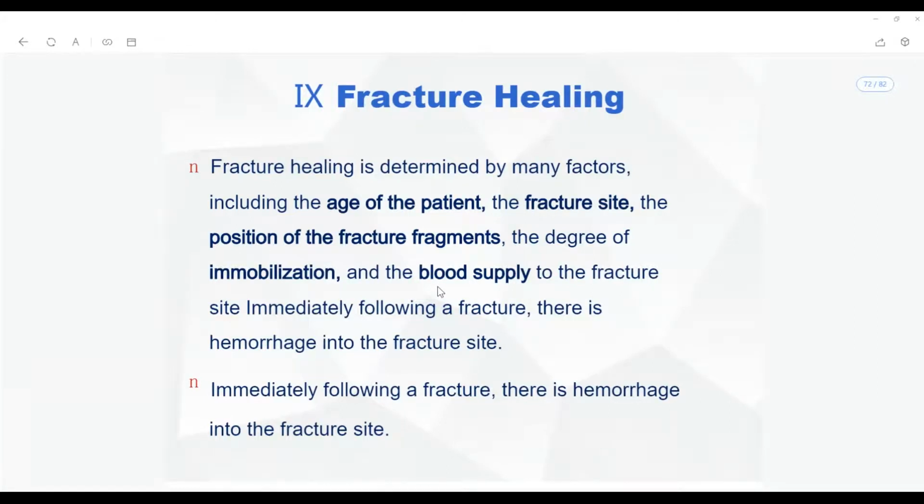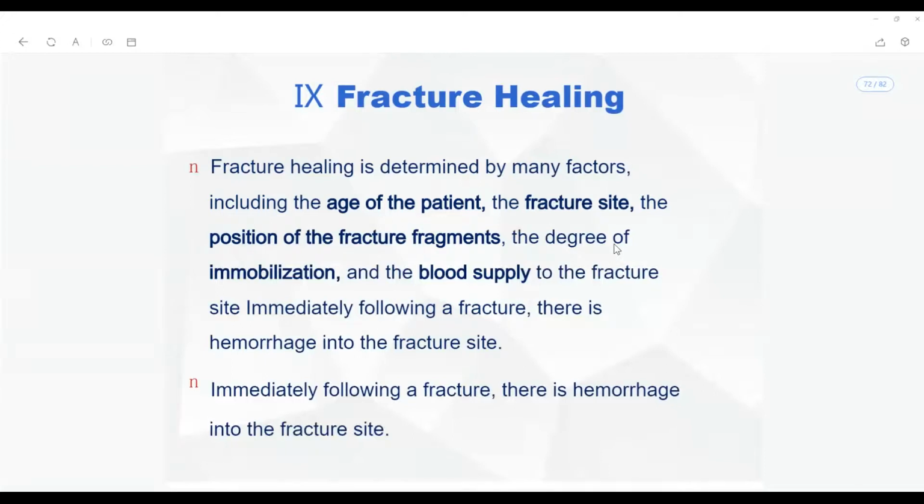Last things, very simple. Fractures heal, any kind of inflammation heals, and you have to make sure what the factors are that affect fracture healing. The most important factors that affect fracture healing are the age of the patient, the fracture site, which is dependent directly on the ossification centers, and then the position of the fracture fragments, because they determine the angulation and the displacement, and the degree of immobilization.